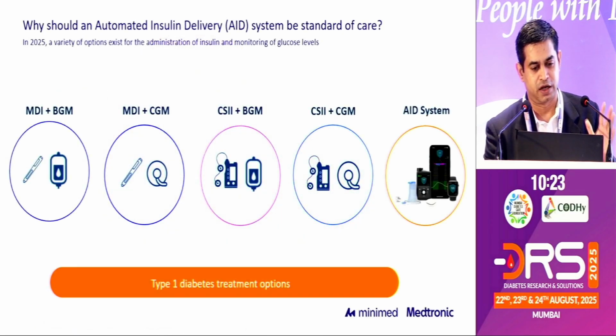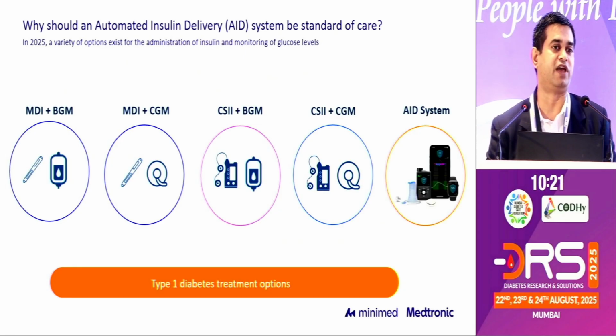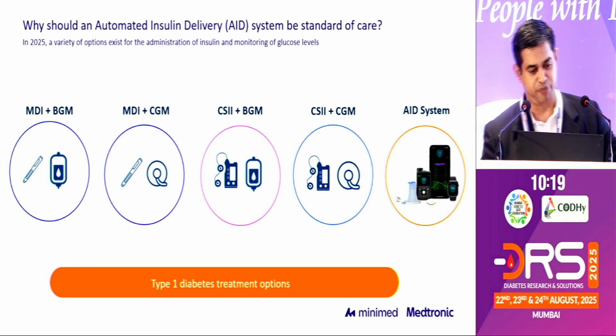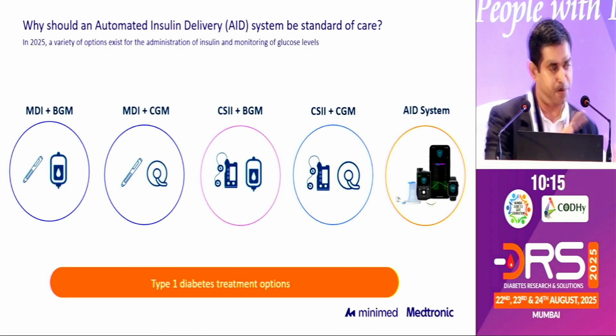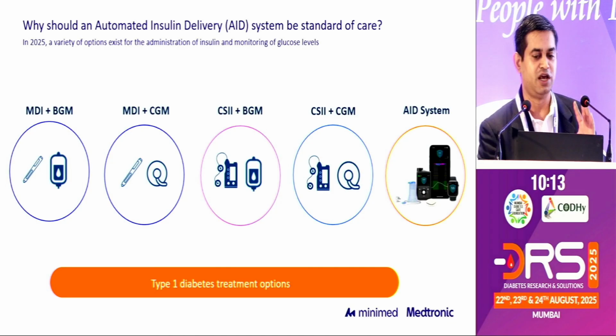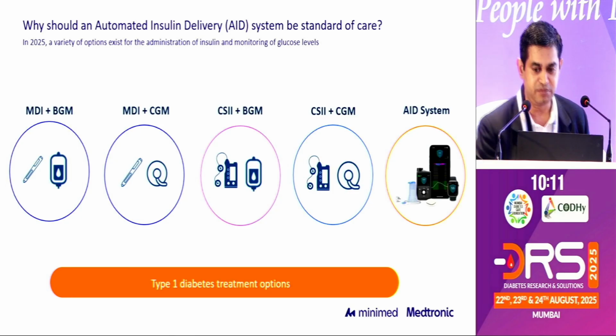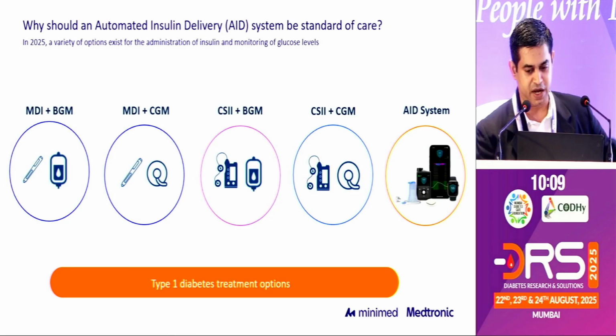Now, why should AID be standard of care especially for type 1? You have the option of MDI with BGM. You can use MDI with CGM. You can use a pump separately and a BGM separately. You can use separately a pump and a CGM, or you can combine and make AID.